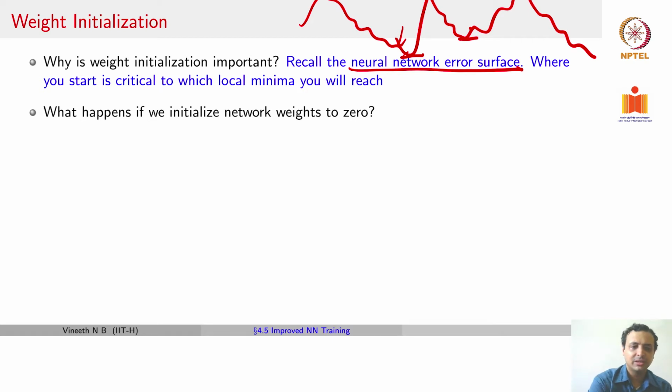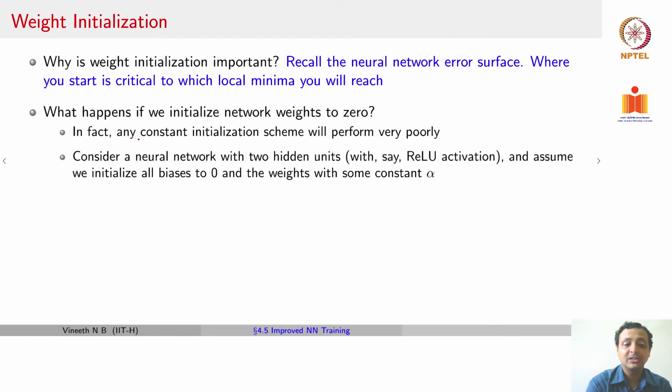Let's first ask the trivial question: why don't we just initialize the neural network weights to zeros and let it learn what it should learn? Is this a good answer? No. In fact, any constant weight initialization scheme will perform poorly. Why so? Let's take an example and understand this.